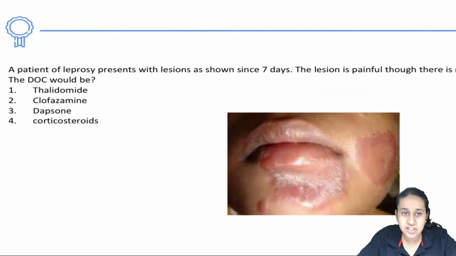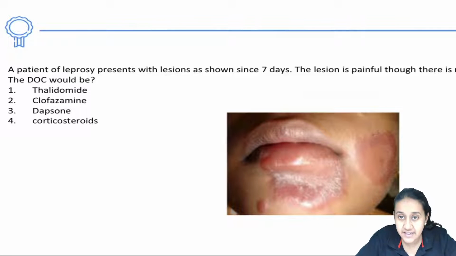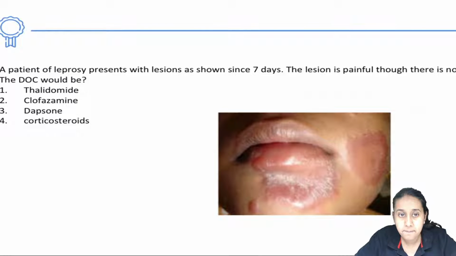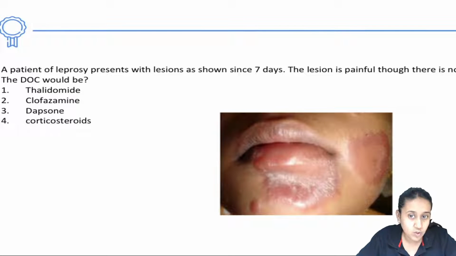Next, a patient of leprosy presented with lesions as shown since 7 days. The lesions are painful. There is no fever. What is the drug of choice? First of all, tell me what is happening in this patient. Anybody? What is happening here in this particular patient?